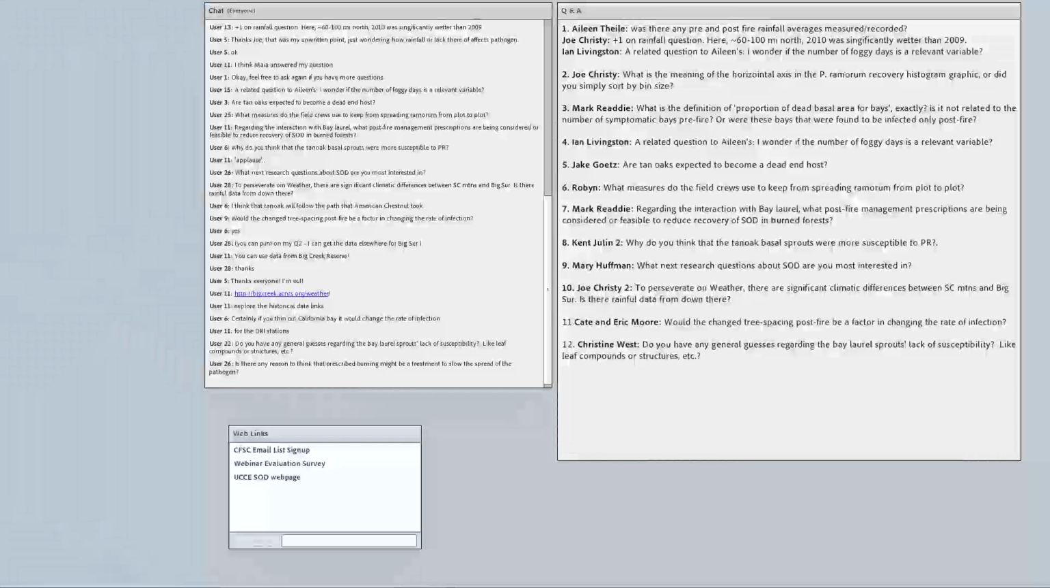Mm-hmm. Yeah. And then we've got another question from Christine. These questions keep coming in. This is great. You can tell it's a new area with a lot of work still to be done. And Christine writes, do you have any general guesses regarding the bay laurel sprouts' lack of susceptibility, such as leaf compounds or structures, etc.?